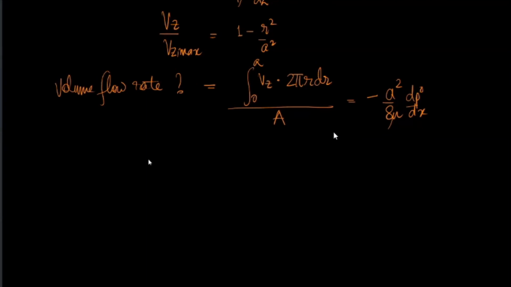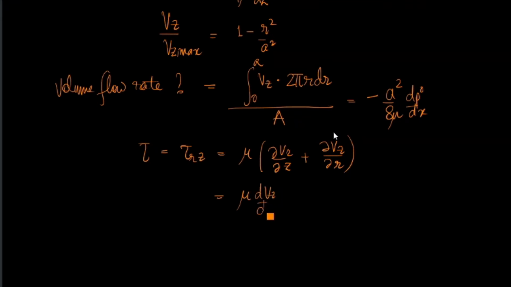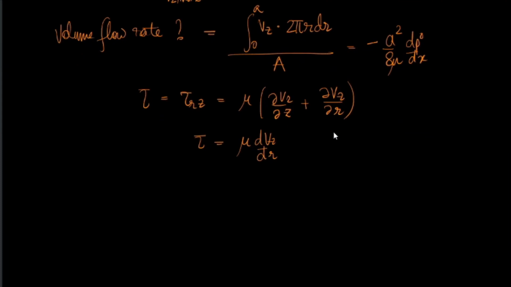So yeah, all these are simple things, nothing very complicated about it. The shear stress can be written as tau_rz = mu (∂vr/∂z + ∂vz/∂r), and this is equal to mu dvz/dr. So you can find this expression as well. I'm not going to elaborate on the very pedestrian calculations.